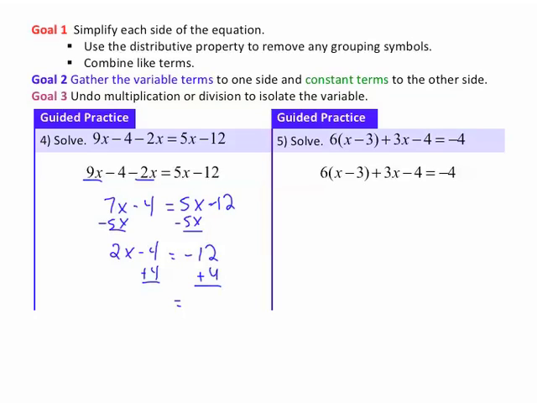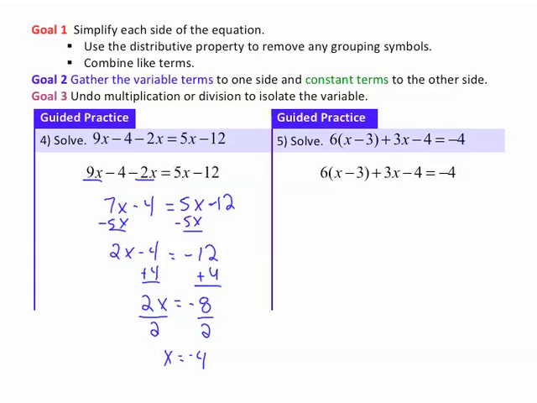Add 4 to both sides, and so then I would have 2x is equal to a negative 12 plus a positive 4 would give me a negative 8. And now finally I want to use goal 3, which is to undo the multiplication there. So I would divide both sides by 2, and I would get a final answer of x equals 4.